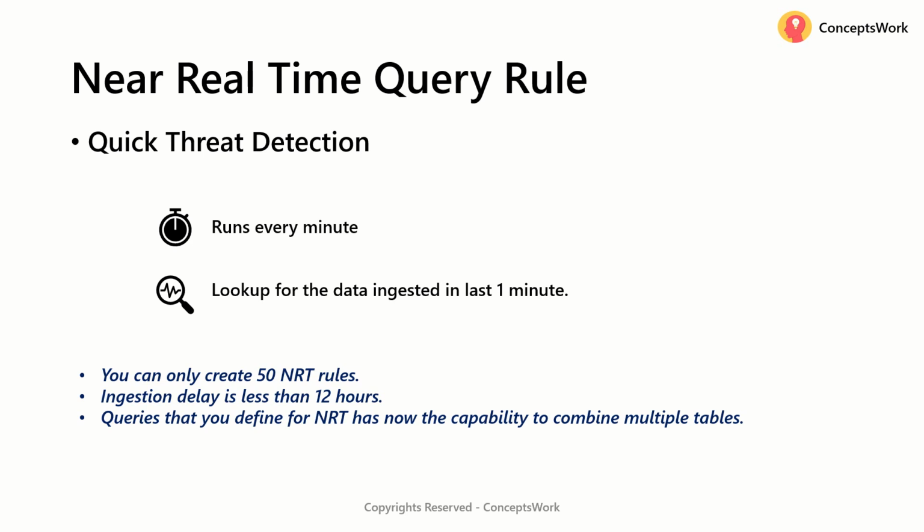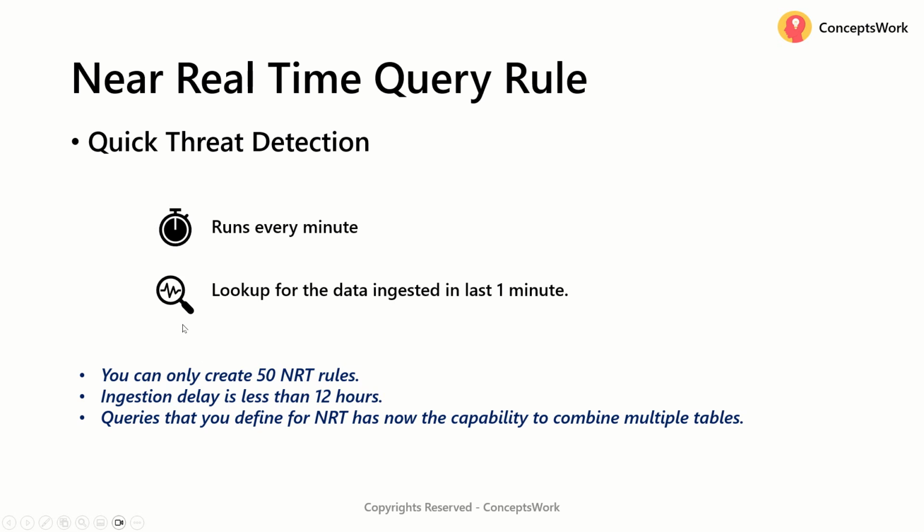So in scheduled query rule, the conditions were run every 30 minutes and look up the data in the last 30 minutes. However, in near real-time query rule, these settings are predefined, which means that when you create an NRT rule, it is going to get triggered every minute and it will look up the data in the last 1 minute. These are the two conditions which help you with quick threat detection.